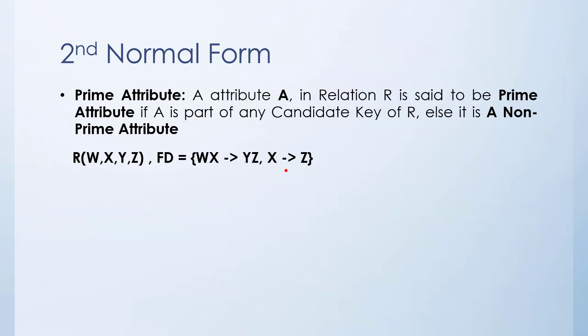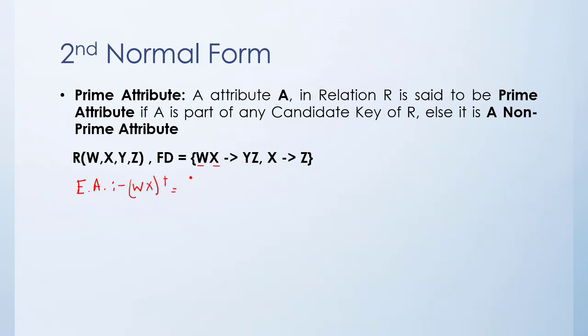The simplest way to find the candidate key is to find the essential attributes. What are the essential attributes? Essential attributes are those attributes which cannot be determined by any other attribute. So the essential attributes in this relation are W and X, you can see that these two attributes are not present on the right side of the functional dependencies. So those two attributes cannot be determined by any other attributes.